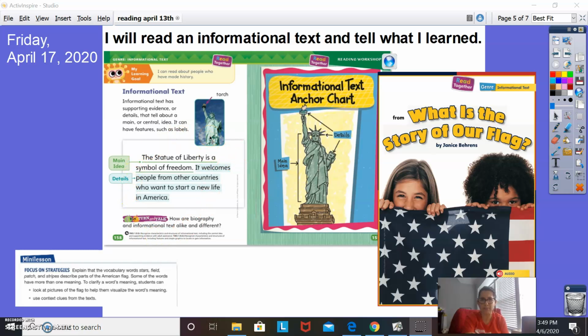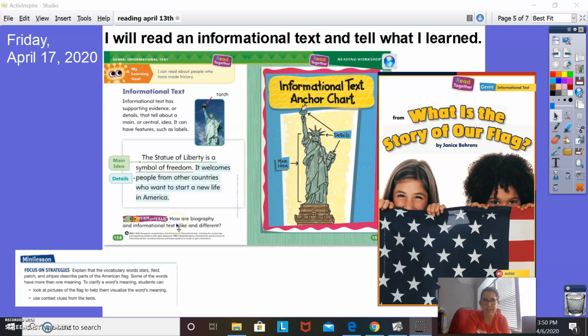Here's a picture, and it's a picture of the Statue of Liberty, and this is pointing right here. This is a label, and I know that we know what labels are because I have you many times label your pictures, and it says torch. So it's pointing to what the Statue of Liberty is holding, and she's holding a torch. Let's read about the Statue of Liberty. The Statue of Liberty is a symbol of freedom. It welcomes people from other countries who want to start a new life in America.